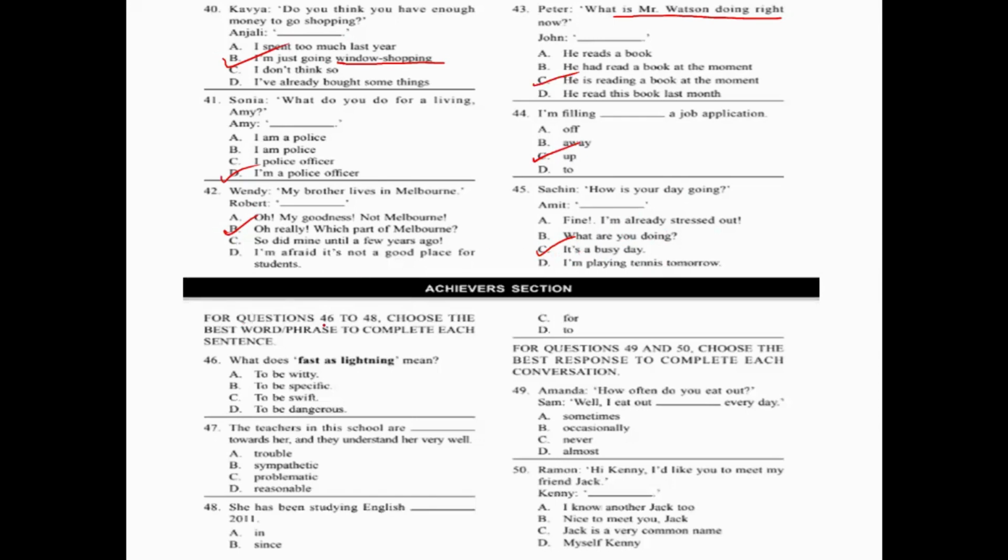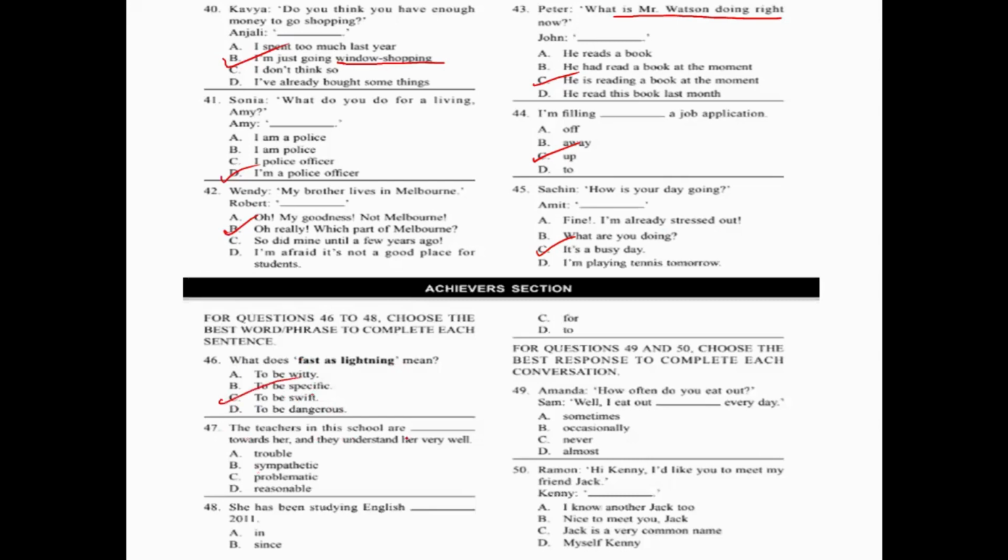Now the last section, achiever section. For questions 46 to 48, choose the best word or phrase to complete each conversation or each sentence. What does fast as lightning mean? It means very quick, very spontaneous. So to be witty, no, witty means clever. To be specific, no. To be swift, okay, it's again related to something happening very quickly. To be dangerous, no. So option C is the correct answer. To be swift means to be quick.